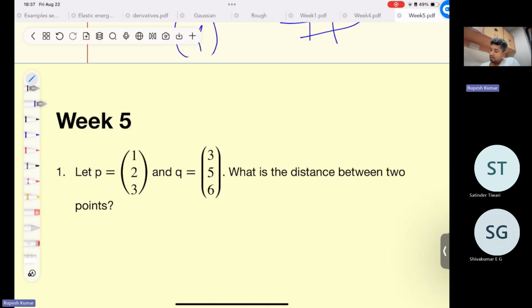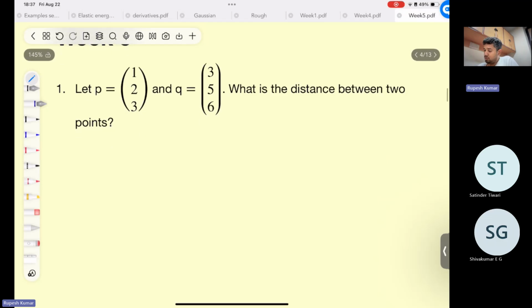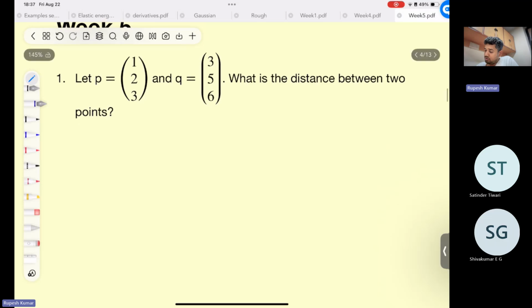Fine. So let's say p equals 1, comma 2 comma 3 and q equals 3 comma 5 comma 6. What is the distance between these 2 points, right? This is a basic problem. So I am just extending. Now we have seen everything in two-dimensional space. Now we are extending everything to 3D space. So now let's try to solve this problem, right?